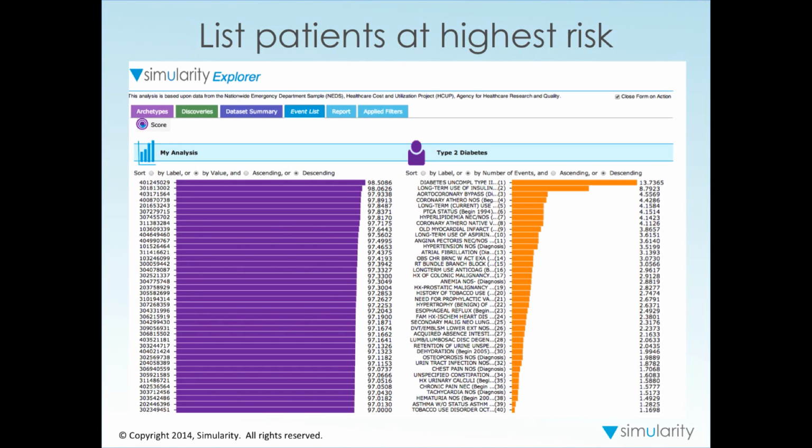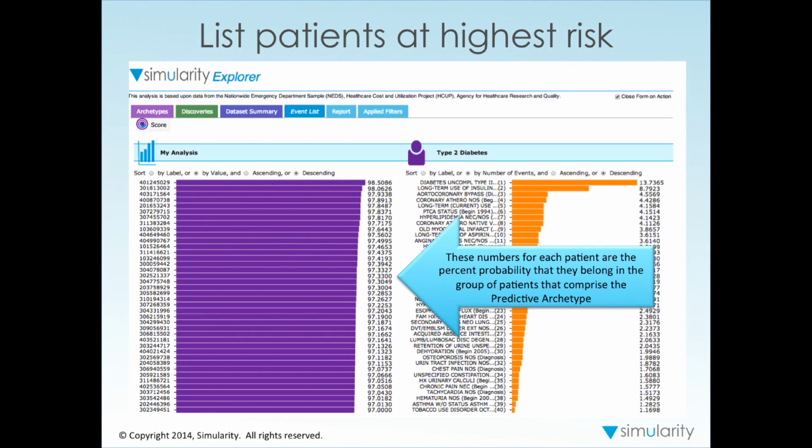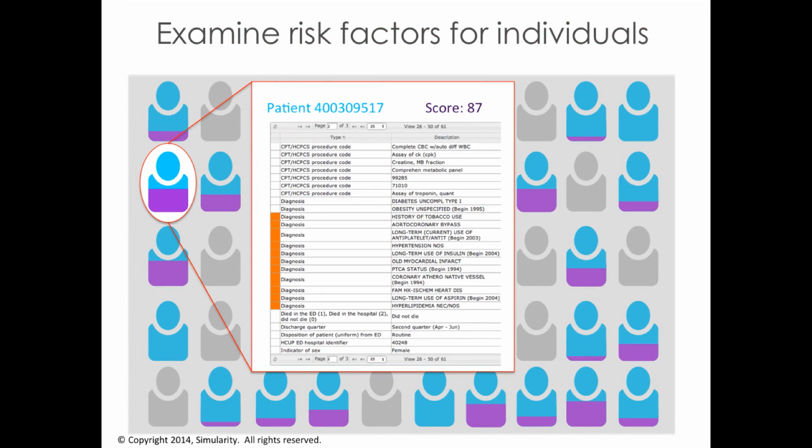Here's an example of the patients that we have that are at highest risk for type 2 diabetes, but have not yet been diagnosed with it. These numbers here are the probability that these patients should belong in the group of patients that comprise the predictive archetype. In this case, it's type 2 diabetes. Then for each patient, we can examine their individual risk factors. This is a view of the record that we get in the NEDS data, and you can see that the risk factors for this patient are highlighted that match the predictive archetype for type 2 diabetes.